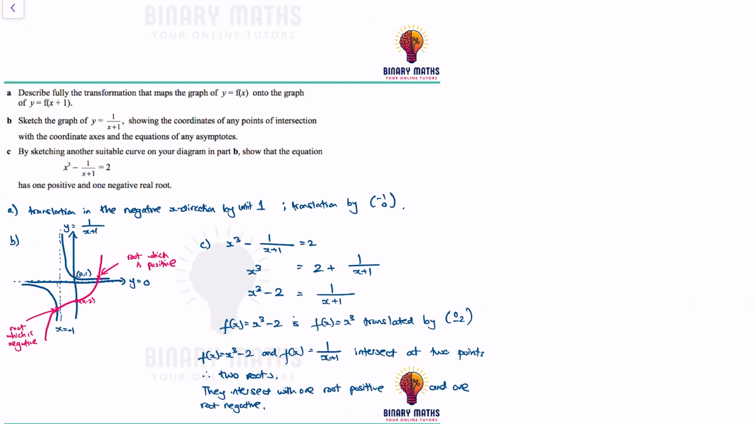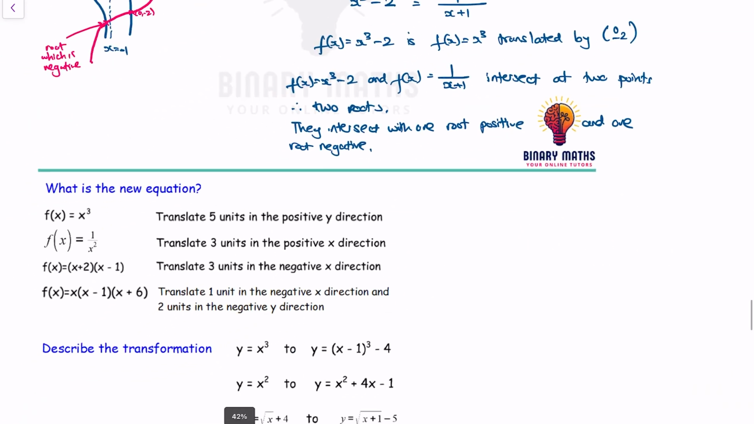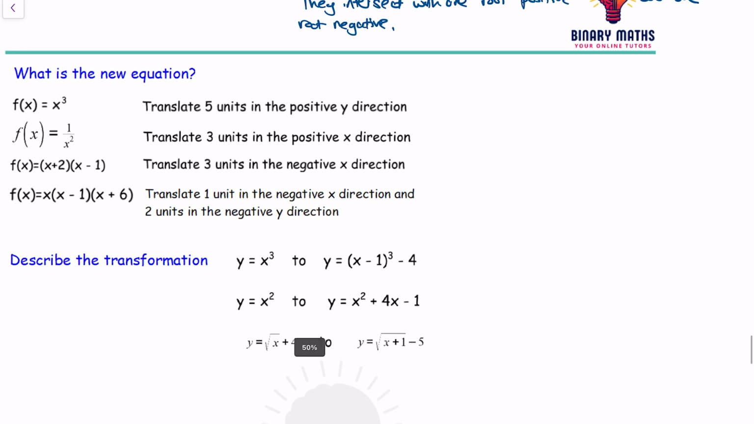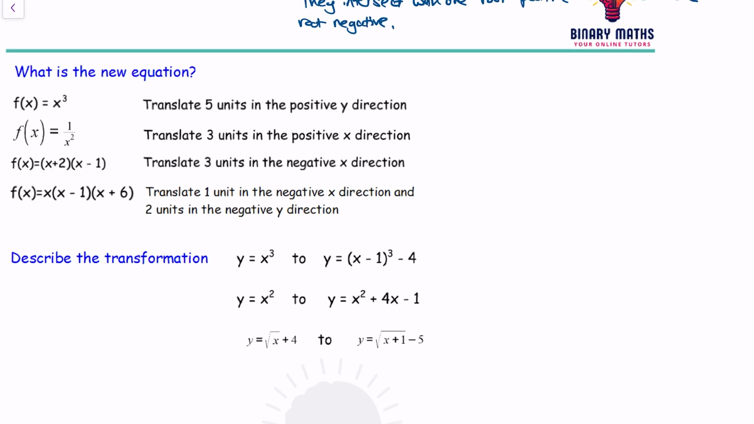And that's it. Last question, what is the new equation? So f of x is equal to x cubed, translate 5 units in the positive y direction. So that means it's outside the bracket, it's y direction, so f of x is equal to, take the original function, which is x cubed, and then just add 5. That's already simplified, so we don't need to do anything.